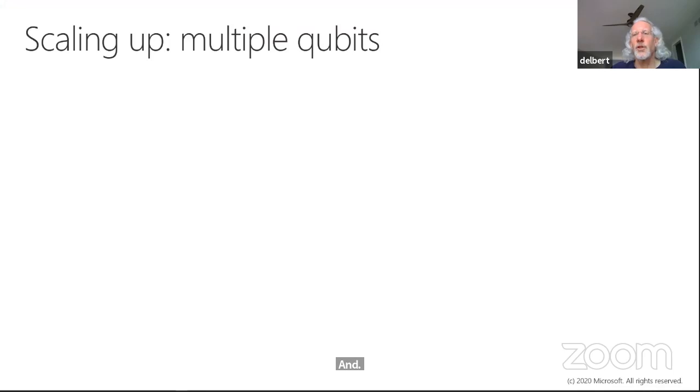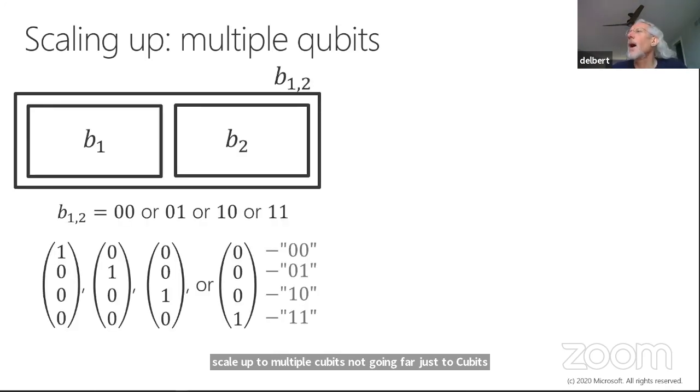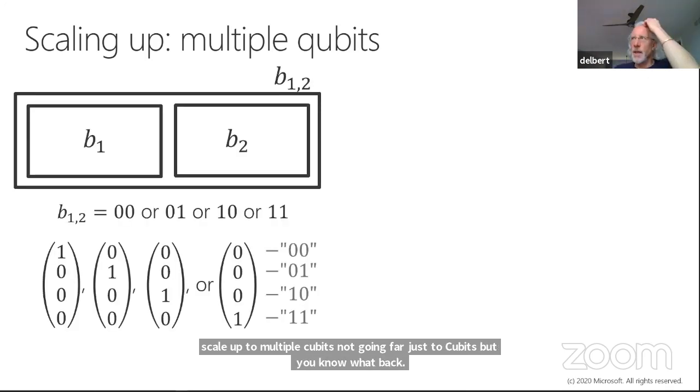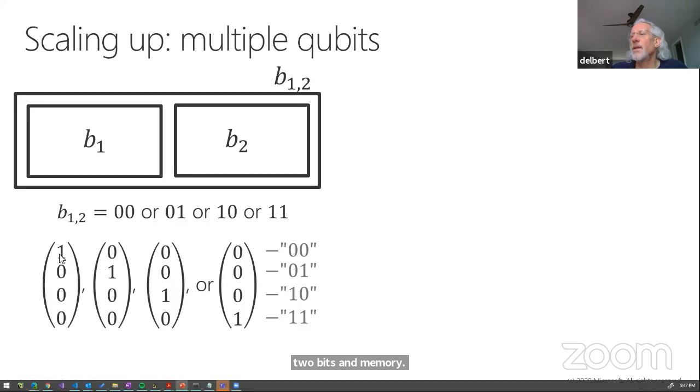All right. So now what we're going to do is scale up to multiple qubits. We're not going far, just 2 qubits, but what the heck. All right, so here are classical bits. If I've got 2 bits in memory, they're next to each other, and I have these states. And this is again just a column vector here.